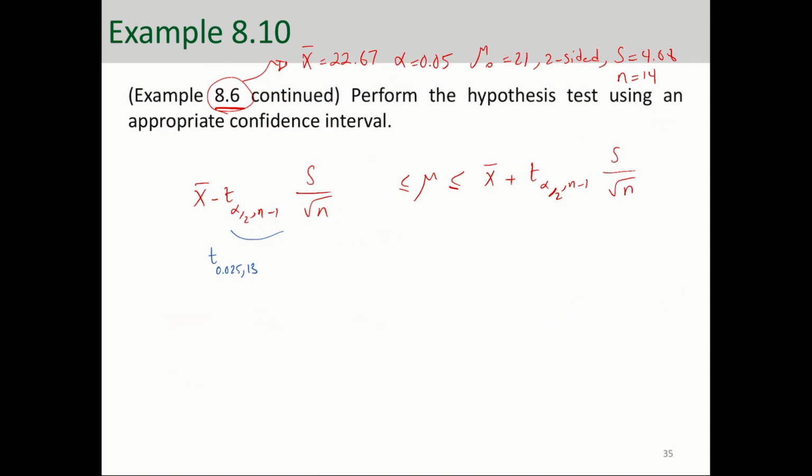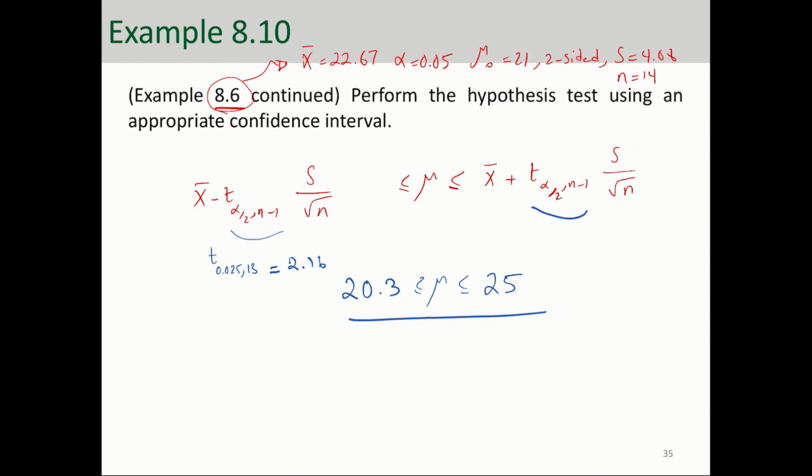So this is 2.16 that we're going to use, both here and here. So that will give you, once you do the math and replace all the parameters, 20.3 here and 25 here.